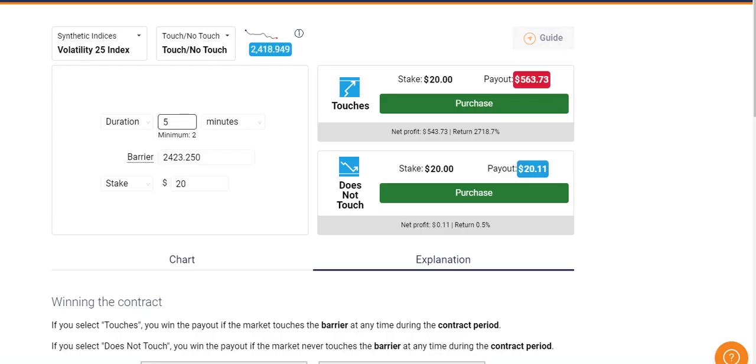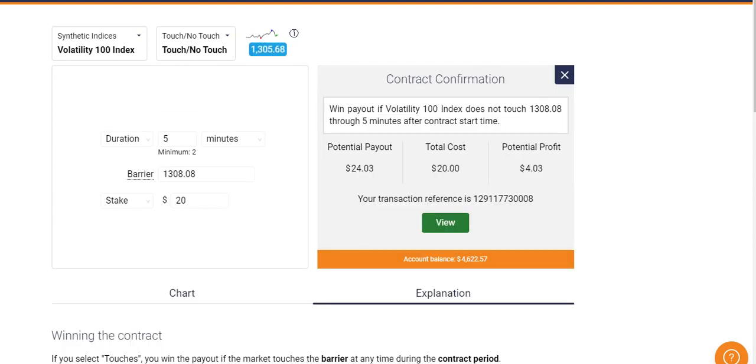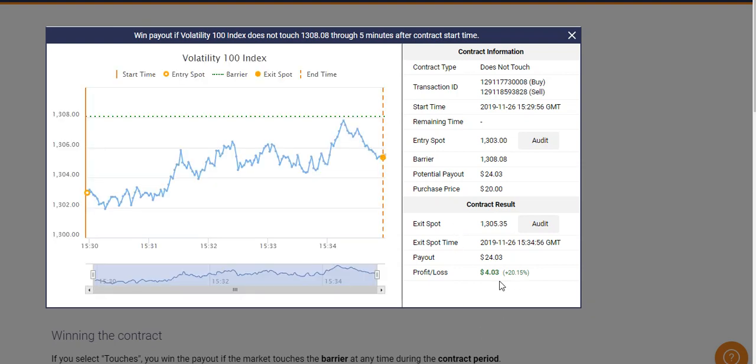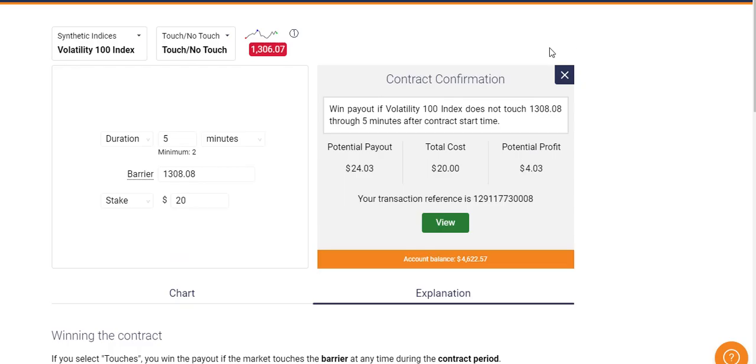Volatility 100. I want to think volatility 100, we already have a win there. Maybe this one. I don't know. Let's check. Yeah, it's closed in profit. Yeah. $4 out of the 20. All right. That is 2%. 2% of 20 is $4. So we just won our first trade.